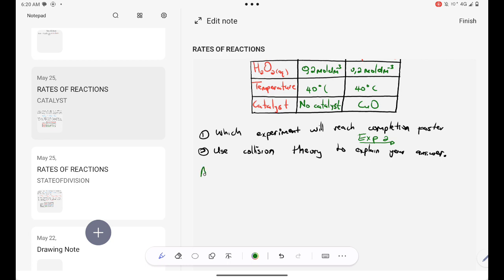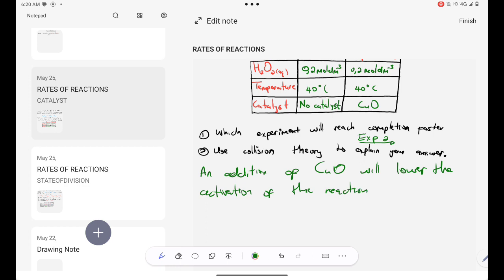Okay. An addition of a catalyst, which is copper 2 oxide, will lower the activation energy of the reaction. Are you together? An addition of copper 2 oxide, which is a catalyst, will simply lower the activation energy of the reaction. Or you can say that an addition of copper 2 oxide, which is our catalyst, will take an alternative pathway with a lower activation energy.